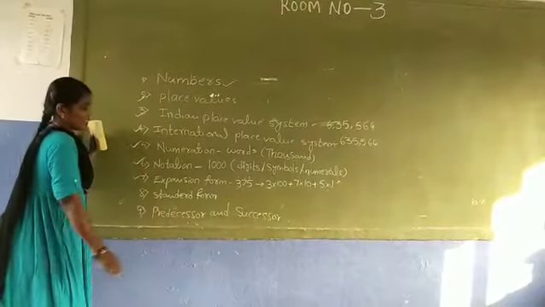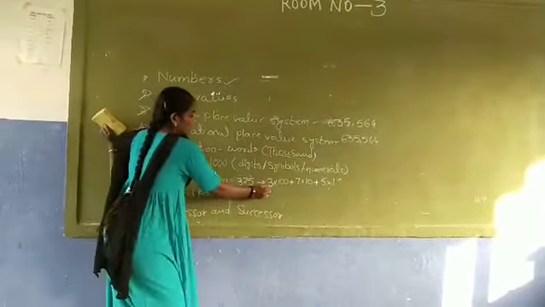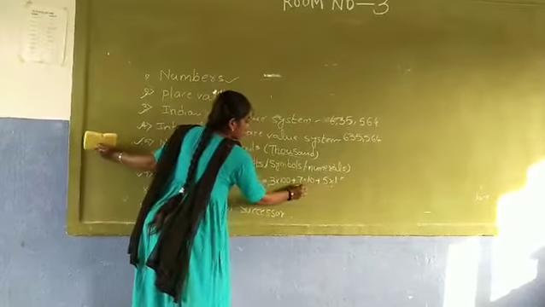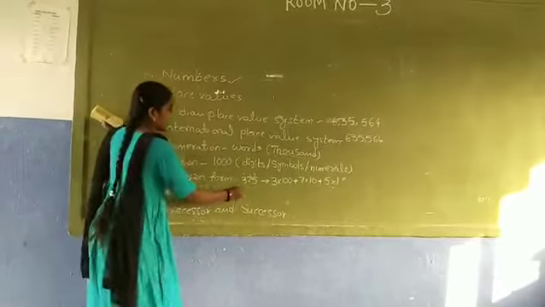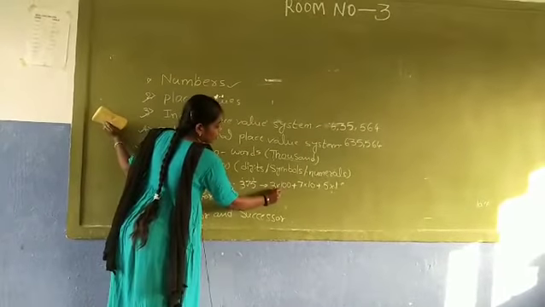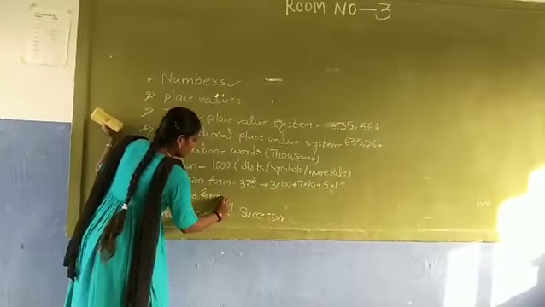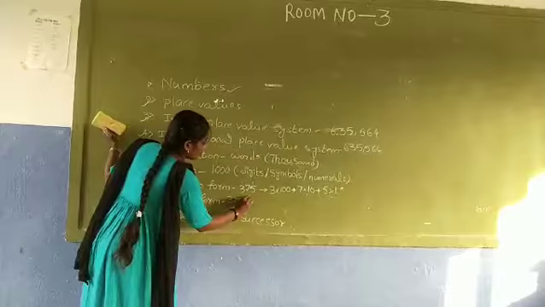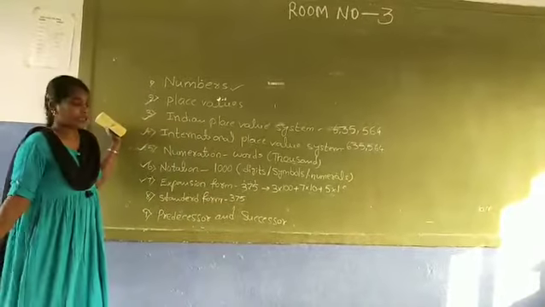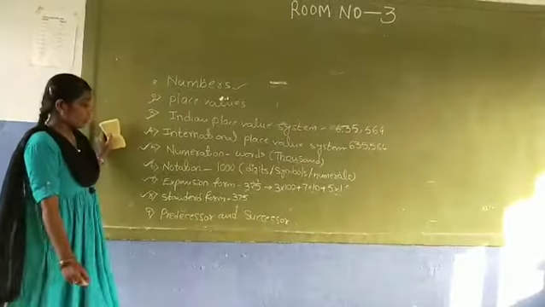And what is standard form? Standard form means we can convert a number from expansion form to standard form. Here I am writing 3 into 100 plus 7 into 10 plus 5 into 1. In standard form, it is 375. This is the standard form of a number.